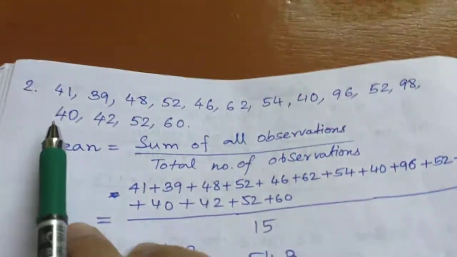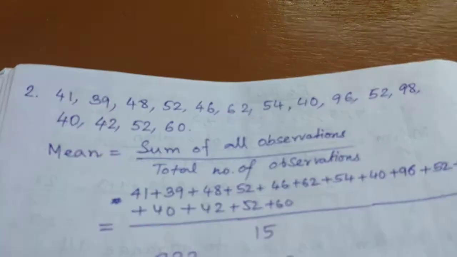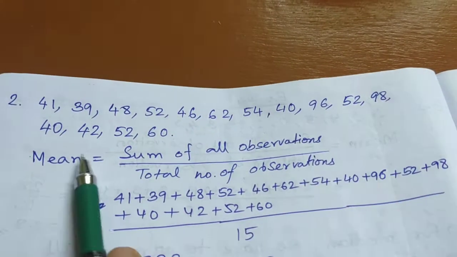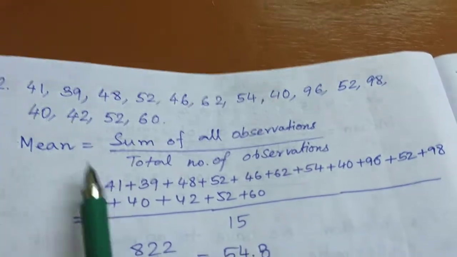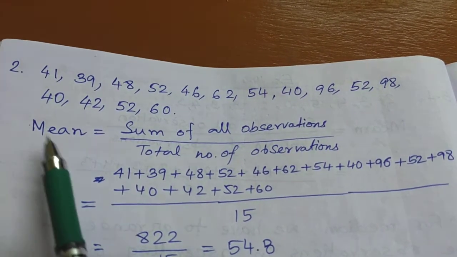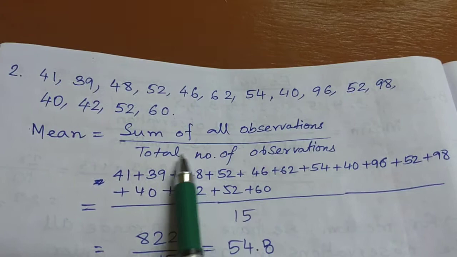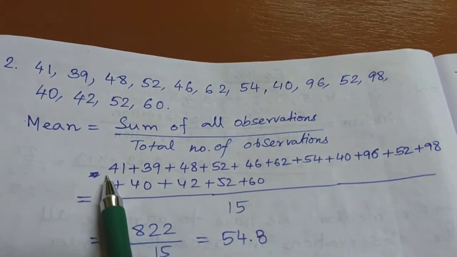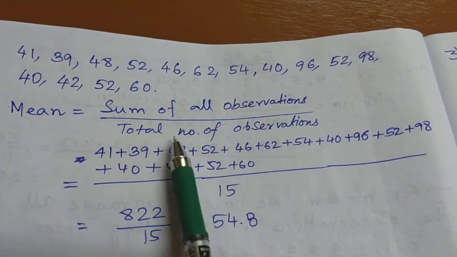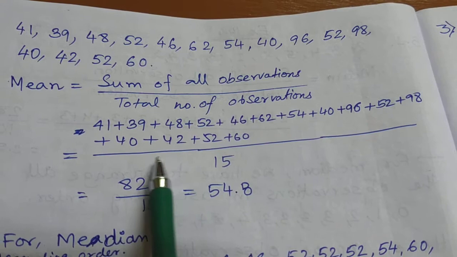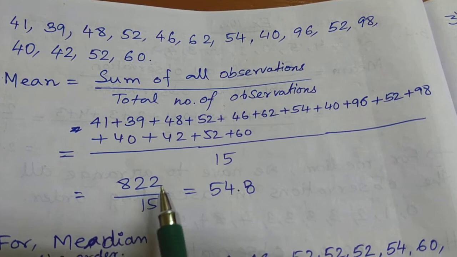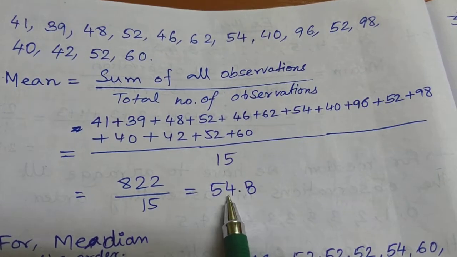As the data given, I'm writing again: 41, 39, 48, 52, 46, 62, 54, 40, 96, 52, 98, 40, 42, 52, 60. For the mean, we learned in the last question and previous lesson that mean means the sum of all observations divided by the total number of observations, right? So I add all the observations and divide by 15, because the total number of observations here is 15. After the addition we got 822 in the numerator and 15 in the denominator. So 822 divided by 15, we got 54.8.